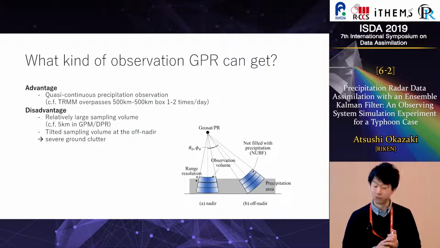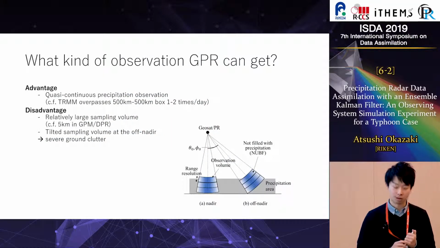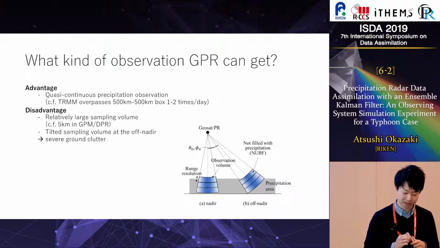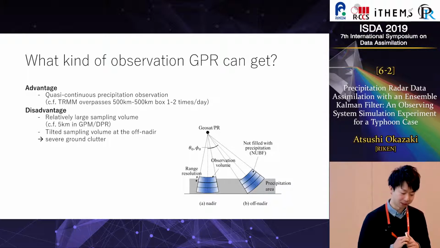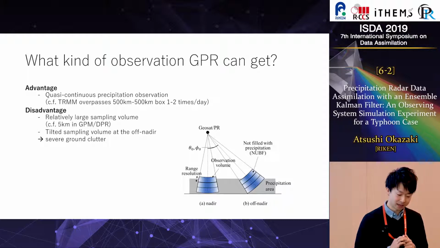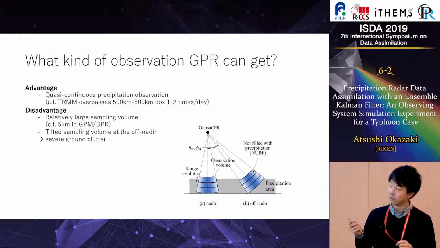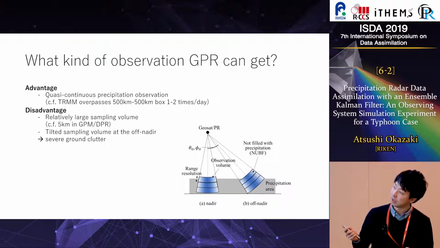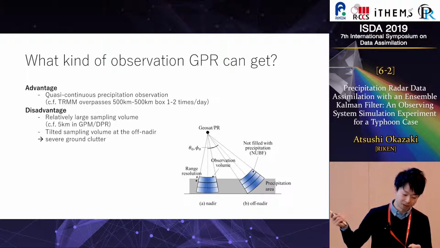So what kind of observation can GPR get? What are the pros and cons of that? The advantage is that it can measure precipitation almost continuously. That is a big advantage against low Earth orbiting satellites like TRMM or GPM. However, there is also a disadvantage. One disadvantage is that its horizontal resolution, or the sampling volume, is relatively large compared to GPM DPR. It is 5 kilometers for DPR, and GPR is 20 kilometers.